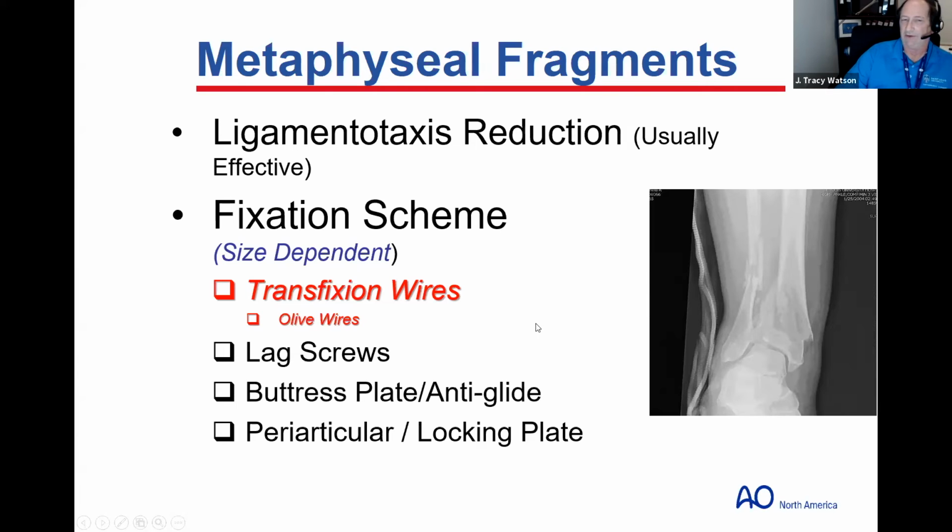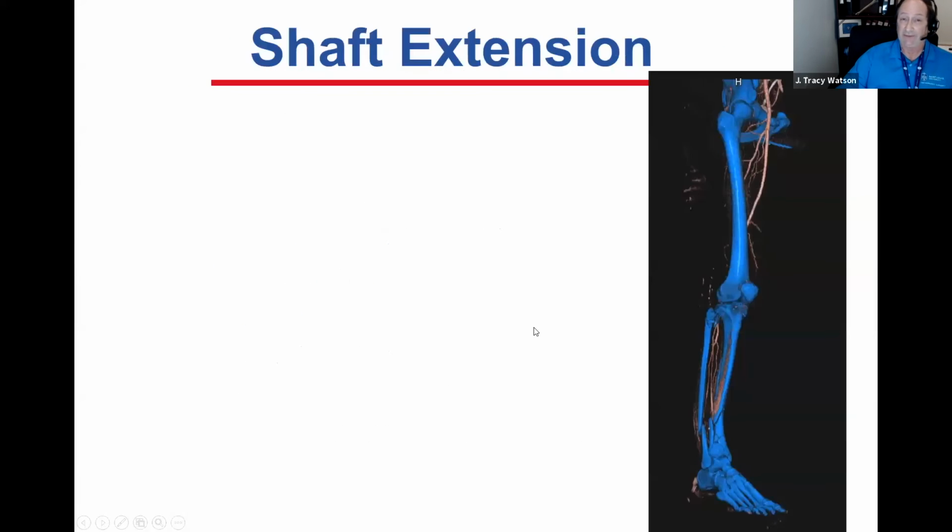Is it large enough where you can do a locking plate or a buttress plate? Is it small enough that it'll only take a lag screw? Or is it so small, only wires or olive wires will work? So really pay attention to the size of the metaphysis, because that's really the basis of how you're going to fix these. And it can be a plate, a nail.